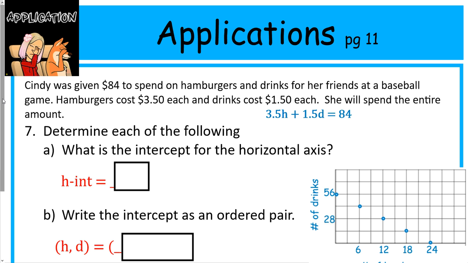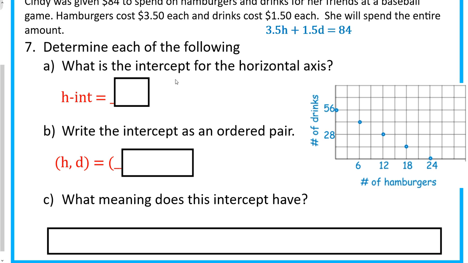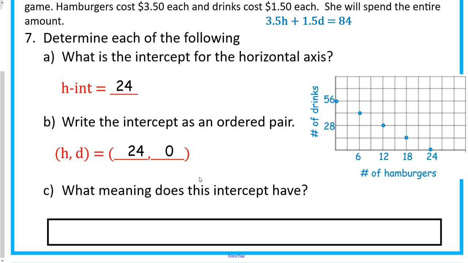And the last question, determine each of the following. What is the intercept for the horizontal axis? This is our horizontal axis down here. So where do we cross the x-axis, or the H-axis in this case? We cross at the number 24. So the H-intercept would be 24. And what is that as an actual ordered pair? The actual point would be (24, 0). And what does that mean? What does this 24 mean in relationship to the problem? It means that if you buy 24 hamburgers, you can't buy any drinks. All of your money is spent on hamburgers.